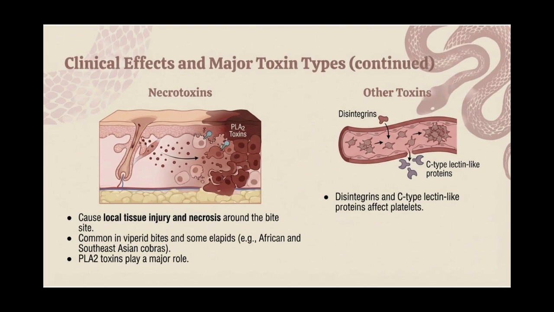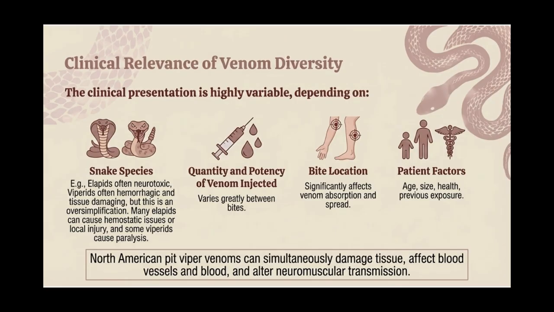Snake venoms contain many other components, and their clinical effects are often not well understood. For example, disintegrins and C-type lectin-like proteins can affect platelets, influencing blood clotting and other related processes. The clinical presentation of envenoming is highly variable and depends on several factors. These include the species of the snake, the amount and potency of venom injected, the location of the bite, and patient-specific factors such as age, size, health, and previous exposure to venom.